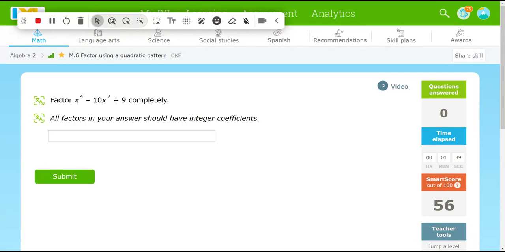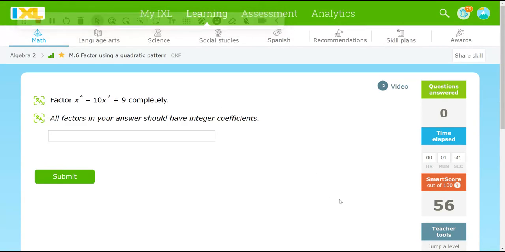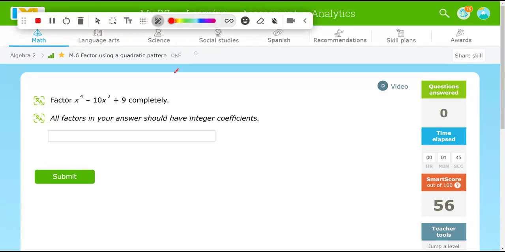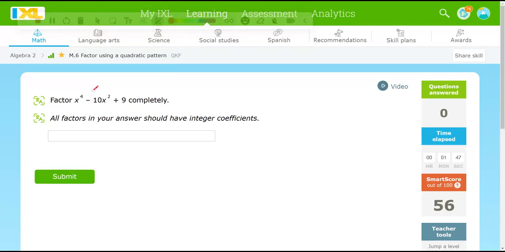M6, factor using a quadratic pattern. Okay, so you can see over here we're missing the x cubed term and we don't have the x term. So this is a special scenario. You have only x to the 4 and x squared. So now I should call n equal x squared.